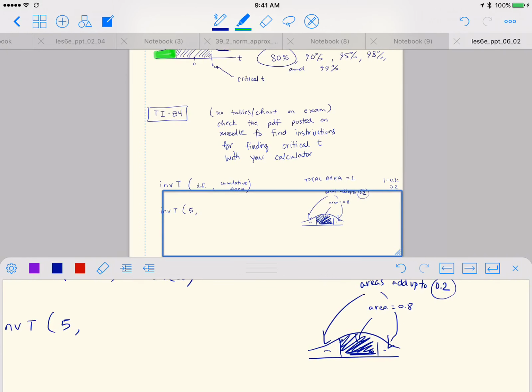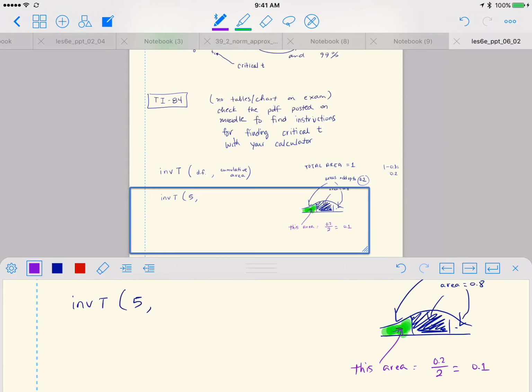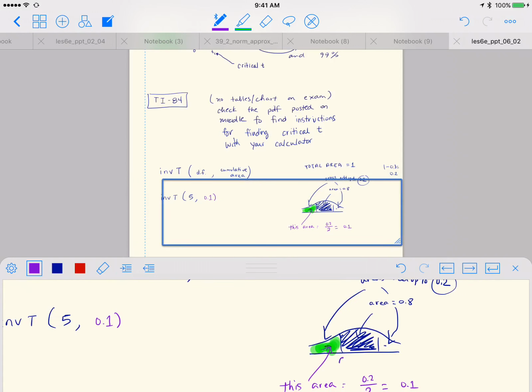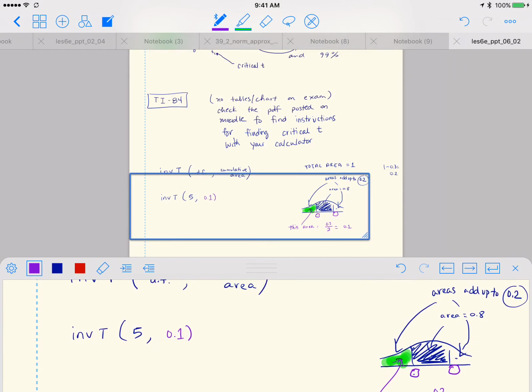So to find my cumulative area, which is the area to the left, the area of the left tail, this area has to be half of 0.2. So this area must be equal to half of 0.2, so that's going to be equal to 0.1. So I put in 0.1. Now, what am I going to get out? I'm going to get out this t value here, right? And this is a negative t value. So in order to get the positive t value, I just multiply it by -1.